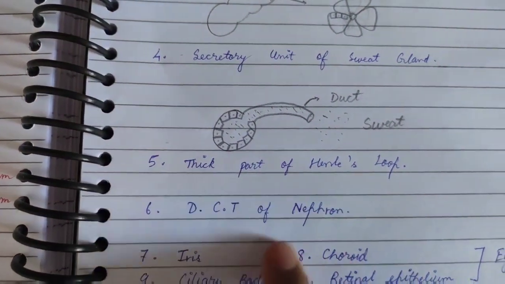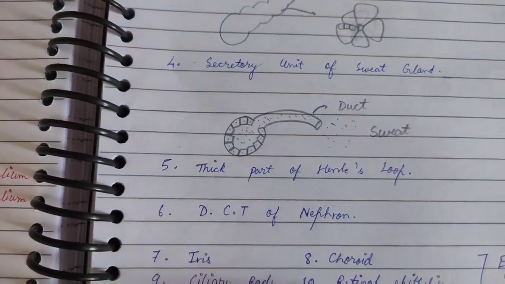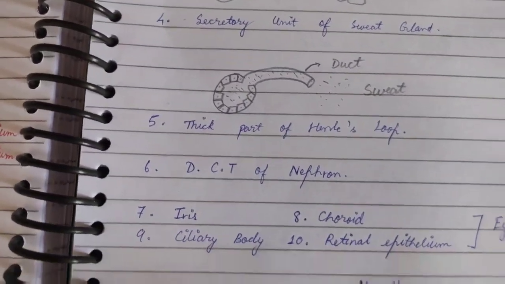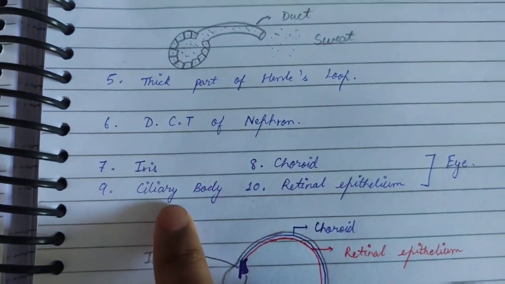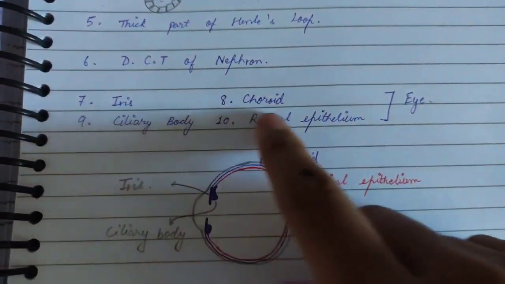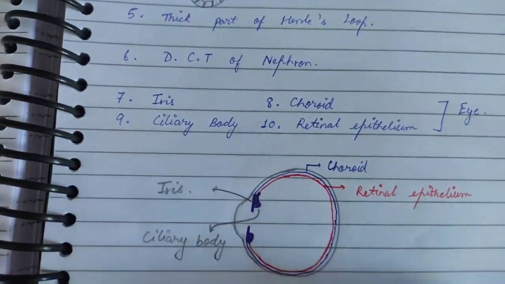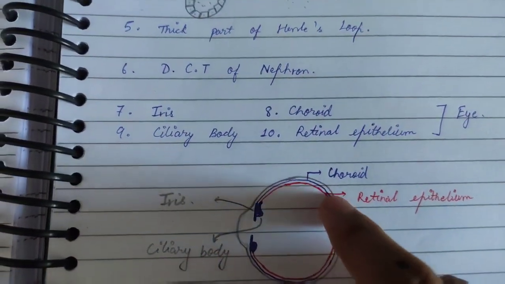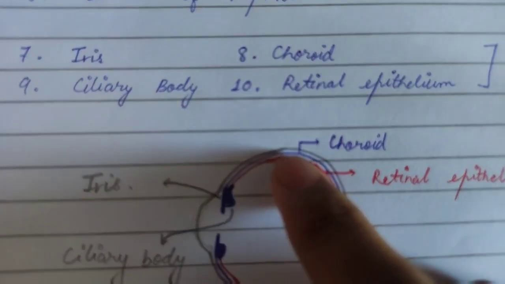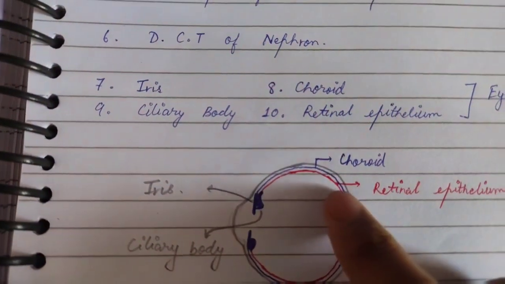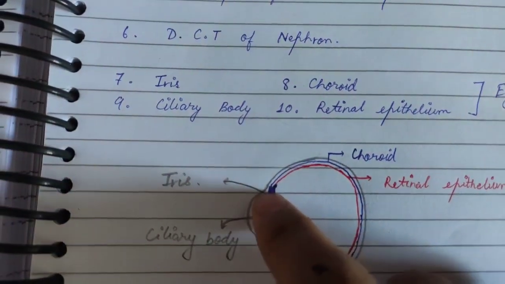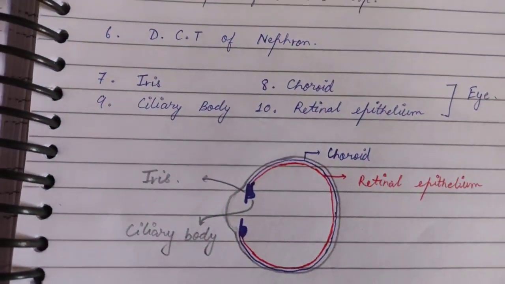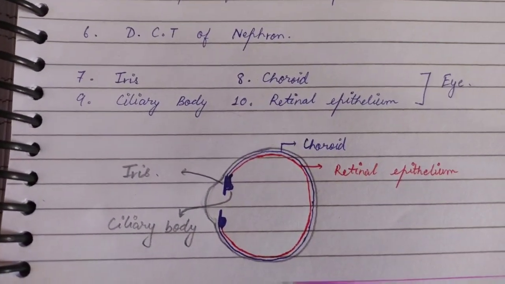Next is the thick part of Henle's loop and DCT of nephron. DCT is basically the distal convoluted tubule. Now next are iris, choroid, ciliary body and retinal epithelium. All of these four things are present in the eye and you can find simple cuboidal epithelium cells. See, this is our structure of the eye. The outer portion is known as sclera, then comes choroid. Then the inner one is retinal epithelium, this is the iris, the elongated one, and this is the ciliary body. We will discuss all these functions in the coming videos.